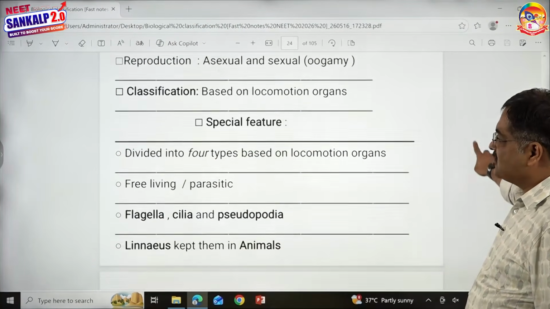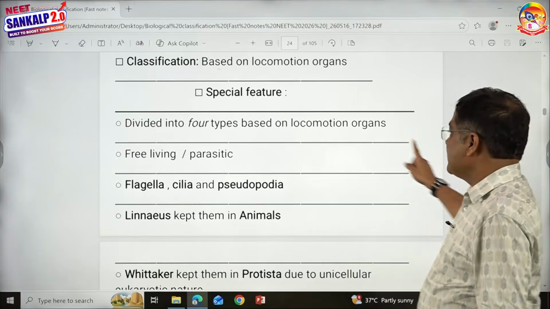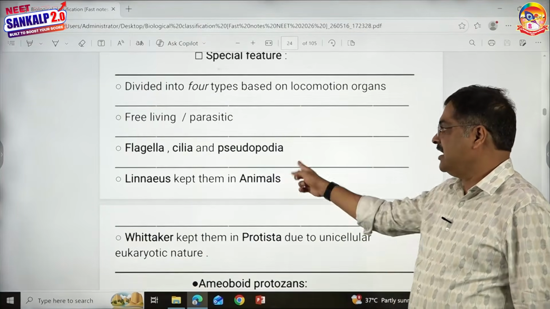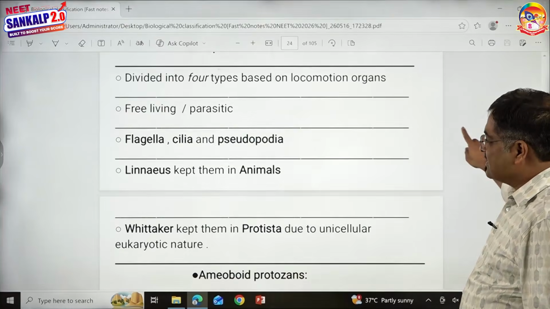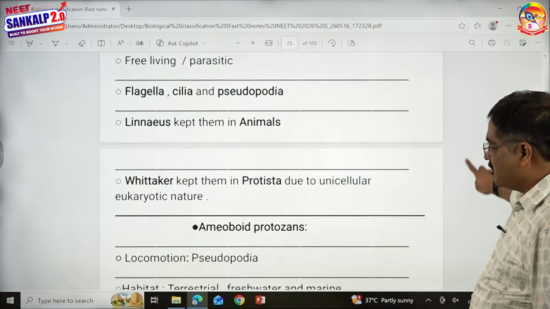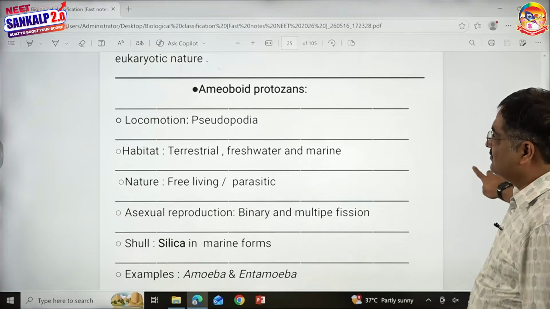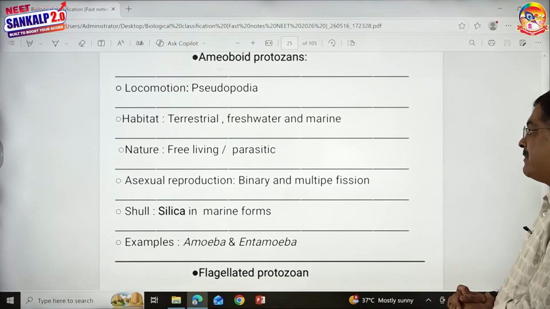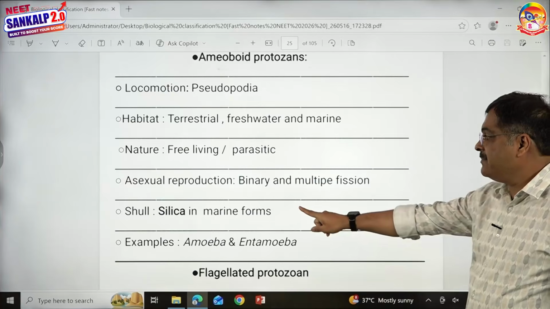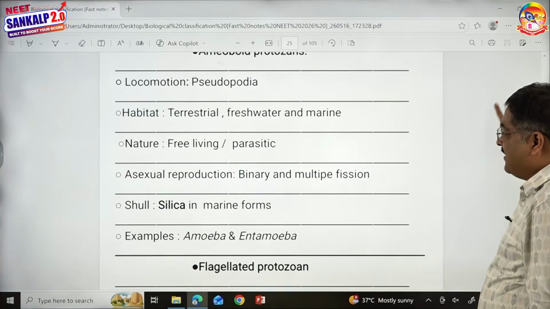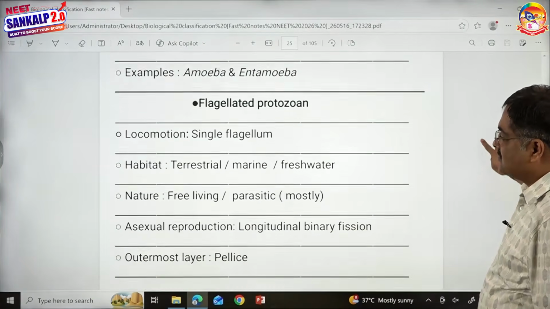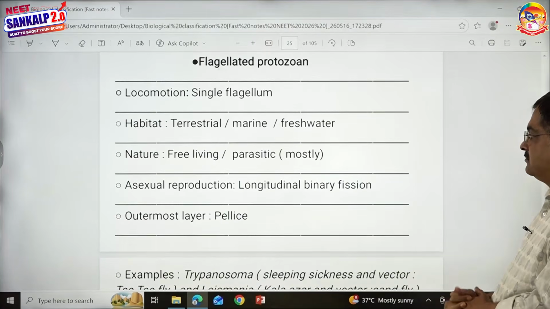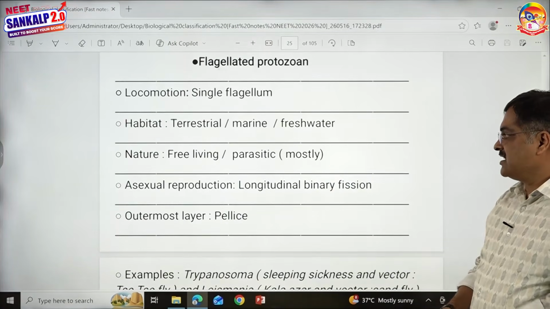What are the special features? They are divided into 4 types based on locomotory organs. They may be free-living or parasitic: flagella, cilia, and pseudopodia. Linnaeus kept them in animals, Whittaker kept them in Protista. Look at amoeboid protozoans, children. I don't want to talk more about it, just go through it. Nature is free-living or parasitic. Silica in marine forms. Then we talk about flagellated protozoans. Just go through it. Free-living or parasitic, just like amoeboid.